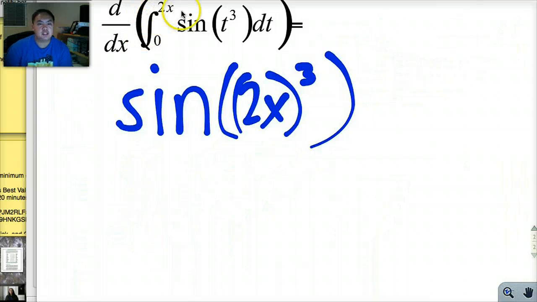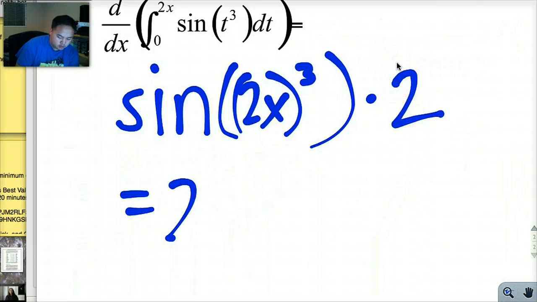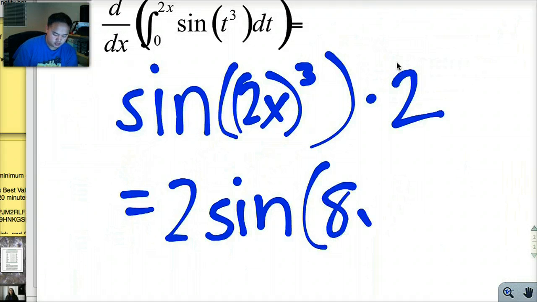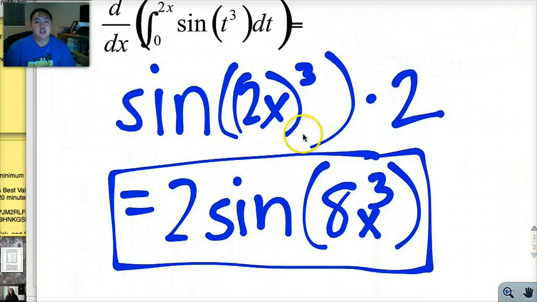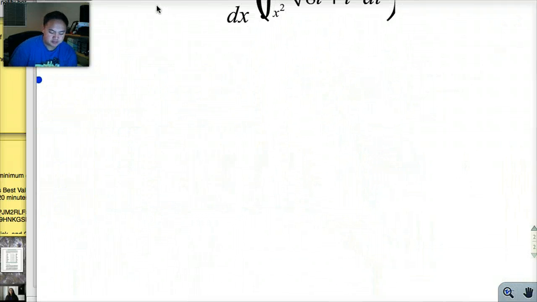And then I also have to multiply. Since this is a 2x, think of it as chain rule, I also have to multiply by 2. Since I'm taking the derivative of this 2x also, I did the derivative of the outside times the derivative of the inside, times 2. The final answer will be 2 sine, and then I'm going to distribute that to the 3rd power. This should be 2 to the 3rd power is 8, and then x to the 3rd. That's how you take the derivative in case you have a non-x, or like you have an actual term here that could be derived.